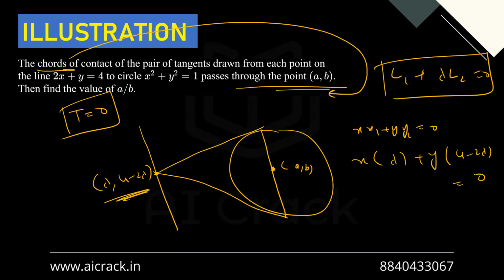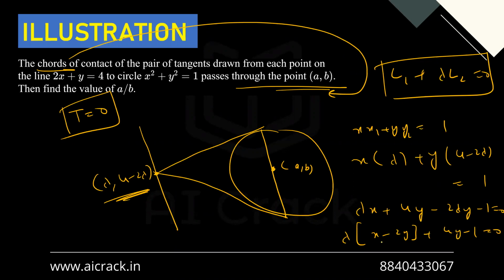So x1 over here is lambda, and y1 over here is 4 minus 2 lambda, equals to, not 0, equals to r square. R square equals to 1 over here. That would give me lambda x plus 4y minus 2 lambda y minus 1 equals to 0. If I take lambda as common, I'll be getting lambda times (x minus 2y) plus 4y minus 1 equals to 0. Now this has actually become the format of line L1 plus lambda times L2 equals to 0.